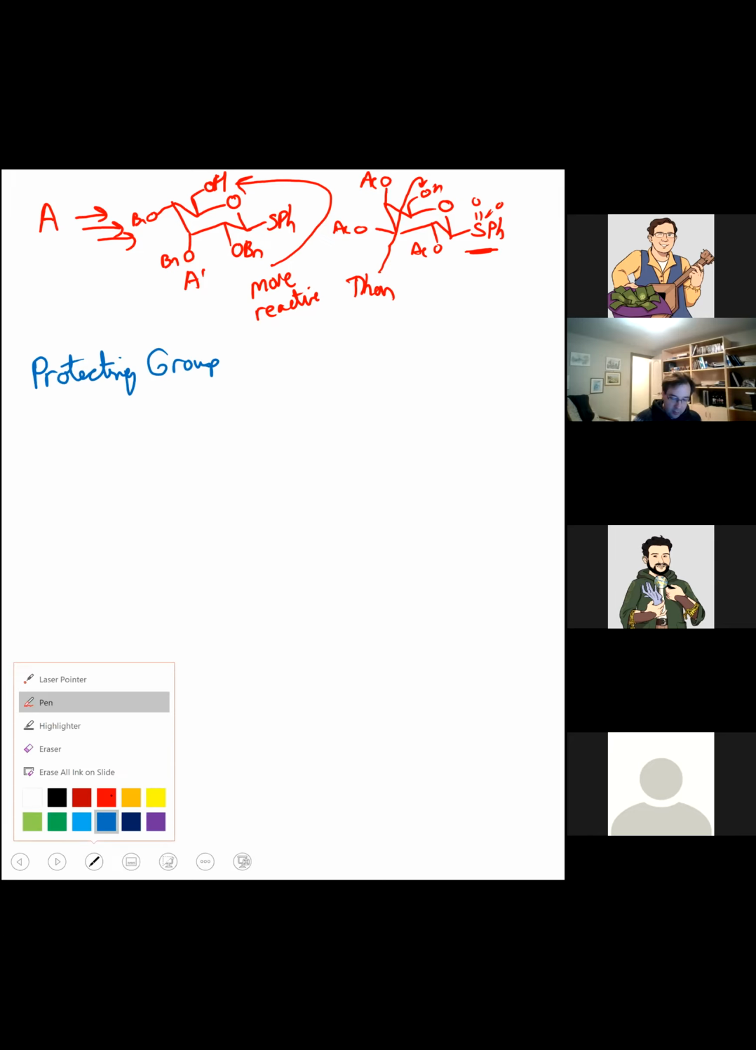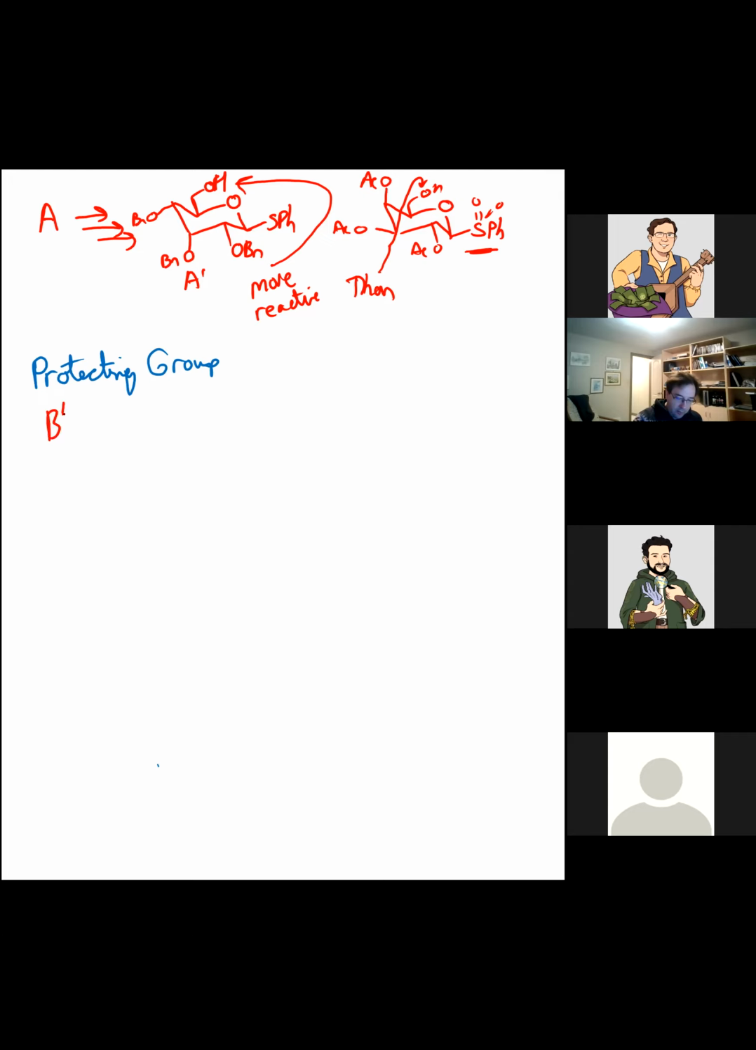So if I take B prime and add in a protecting group to protect the C6 position, actually it's not imidazole. It's just the base that gets used for this. Then we can make B double prime. You'd have to be careful about putting in a benzyl.